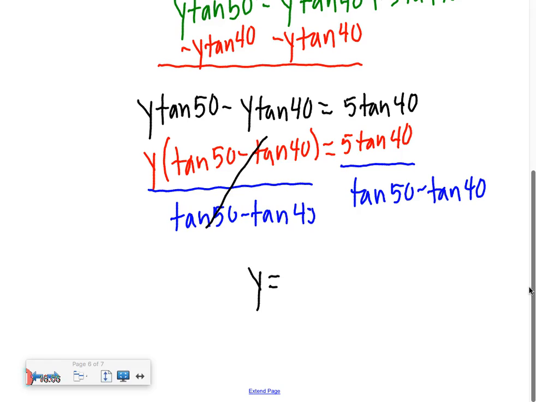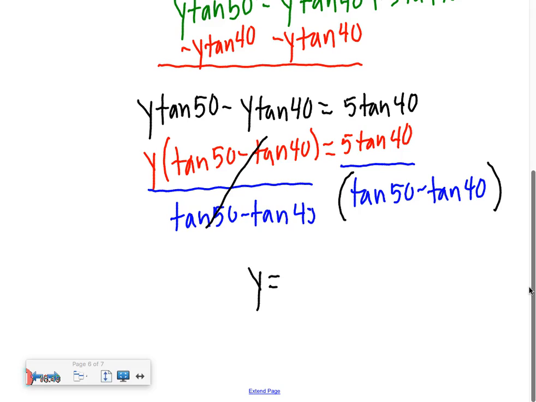First type in your numerator, 5 tangent 40, enter. I think it's like 4 or something, right? Now we're going to divide, so hit divide. Then this whole thing needs to go in parentheses, you have to put your own parentheses in. So parentheses, tangent 50, parentheses, minus tangent 40, double parentheses. Remember, your calculators aren't very smart. They only do what you tell them to. If you don't put the parentheses in the right spot, it's going to do something totally different than what you want. So let me know if you need help.